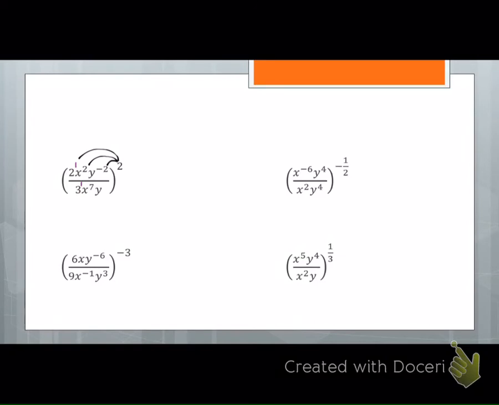Okay, so we give this 2 to everything. A power to a power means you multiply the exponents. Don't forget that if it doesn't have an exponent, it has an exponent of 1. So we have 2 to the first times 2, x to the second times 2, y to the negative second times 2, 3 to the first times 2, x to the seventh times 2, and y to the first times 2.